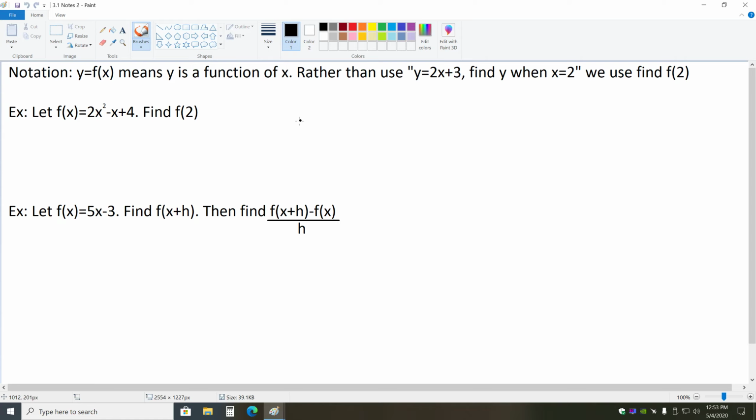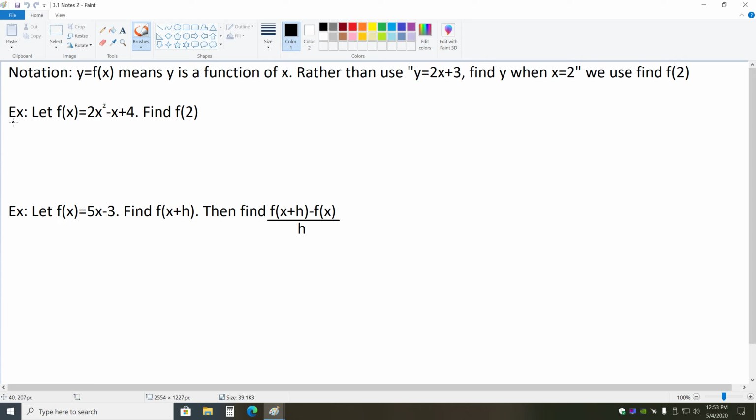As you go through mathematics, you'll find that it's all about shortening the amount of work you need to show, and this is just one of those cases where function notation dramatically shortens the amount of work you'll have to show.